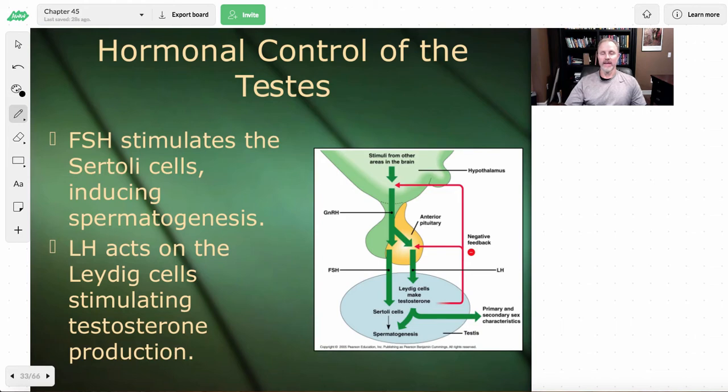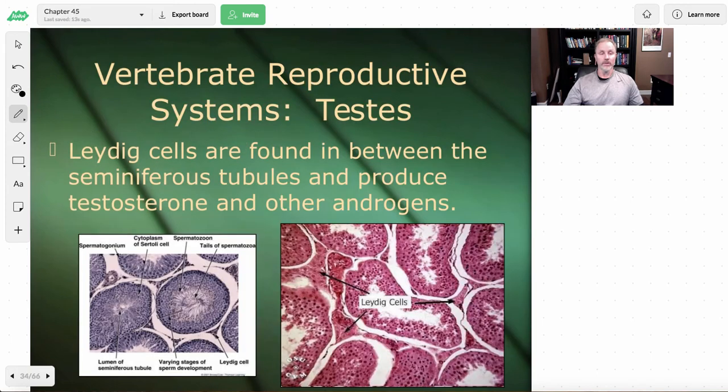Okay, the FSH, of course, the S in Sertoli, the FSH stimulates the Sertoli cells to help induce spermatogenesis, as well as the luteinizing hormone, which acts on the Leydig cells, the L for luteinizing hormone and the L in Leydig. It stimulates the production of testosterone, which also is going to kickstart spermatogenesis. The Leydig cells are found in between the seminiferous tubules, and they produce testosterone and a number of other male hormones, which we refer to as androgens.